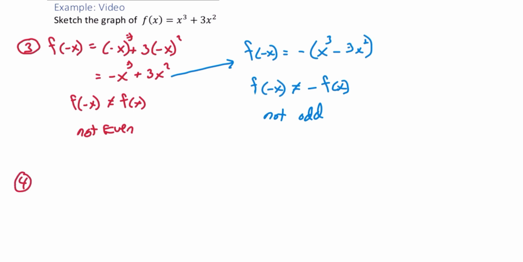Step 4, we're looking for asymptotes. And in this case, there are no asymptotes because we are looking at a polynomial which has no restrictions on its domain.